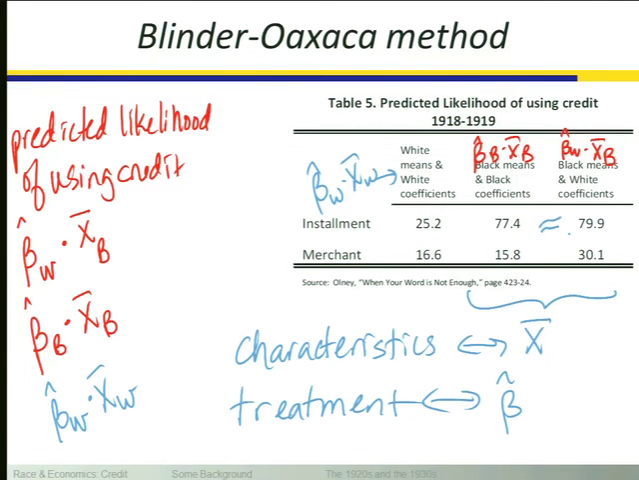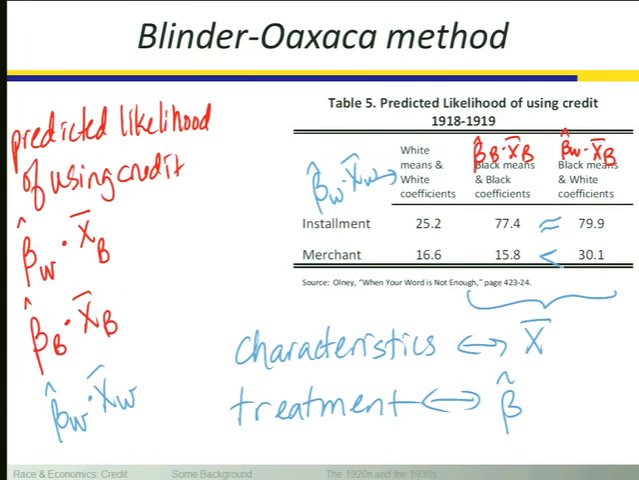It's due to the fact that their characteristics are different, not their demographic characteristics, but their income, their wealth, their family size, the age of the wife, and so on. On the other hand, second row, with a merchant credit, if you take the typical black family, so the average value of income, wealth, age, and so on and so forth, and multiply that by the black coefficients, you get the likelihood of using credit is 15.8%.